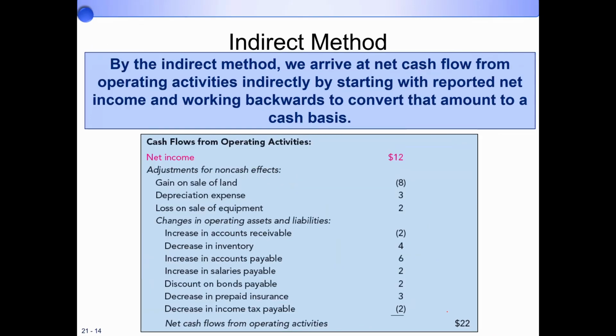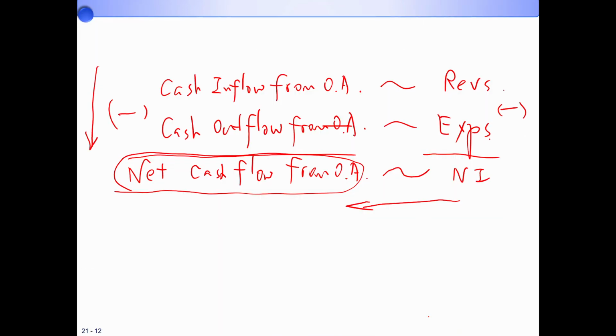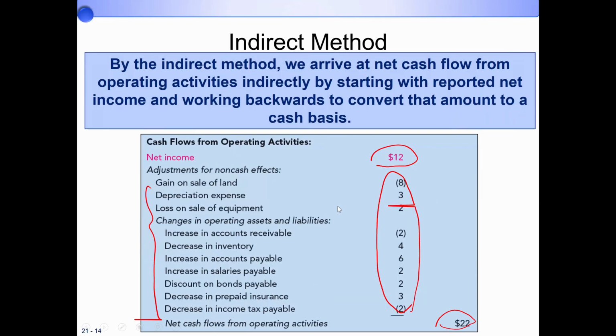How about the indirect method? In the indirect method, we start with net income, and then we think about those adjustments. We have a bunch of adjustments, and after these adjustments, the net cash flow from operating activity should be 22. So again, this is the direct method and this is the indirect method. Those are the two methods. We're going to work on those two methods in more detail next week.